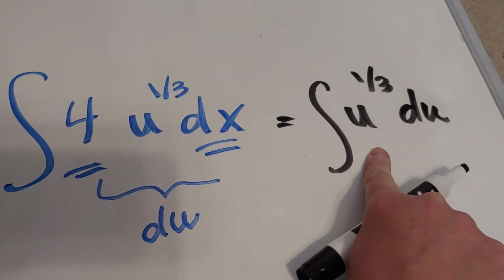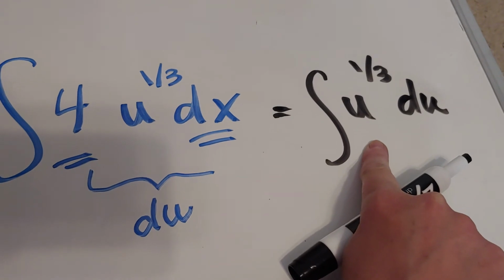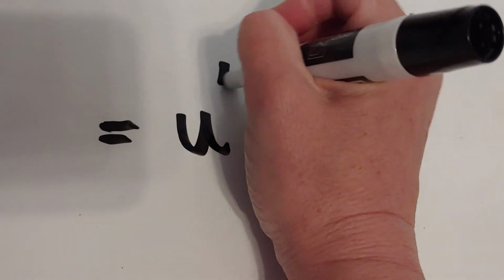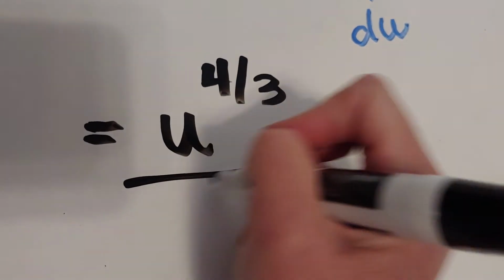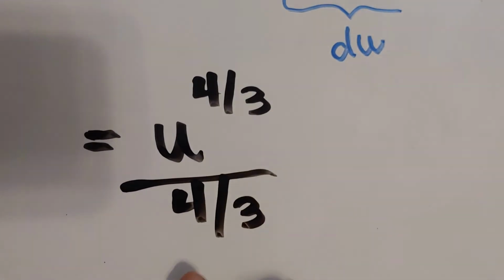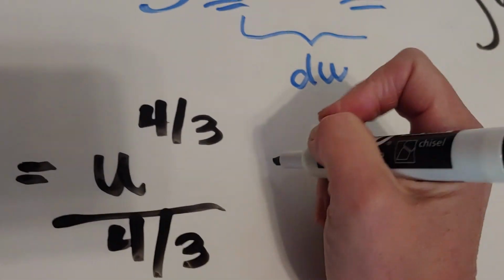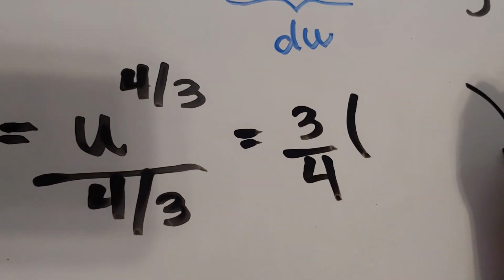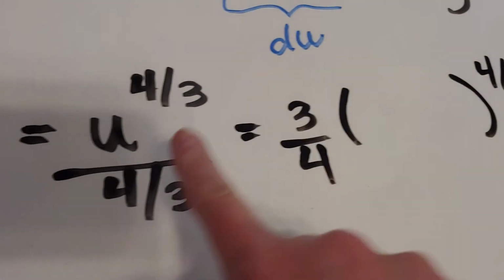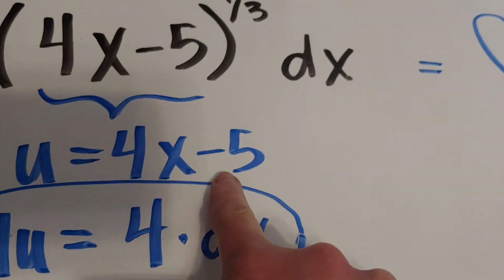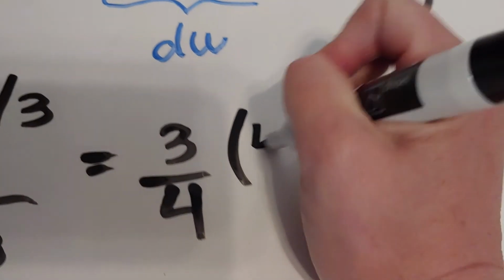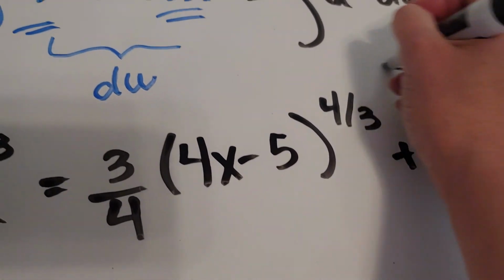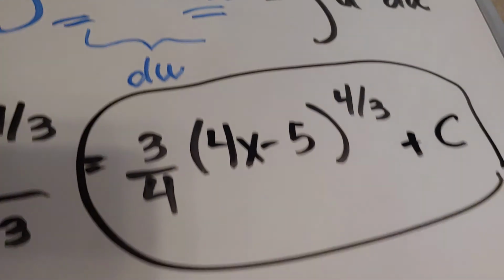So integration has a guide, add a 1, which would be 4/3, and then divide. So when I integrate this, I would get u to the 4/3 divided by 4/3. But when I divide by this fraction, it flips up. So I'd get 3/4 u to the 4/3. But u is really 4x minus 5. So we're going to put in 4x minus 5, and then plus C. Boop. That's our answer.